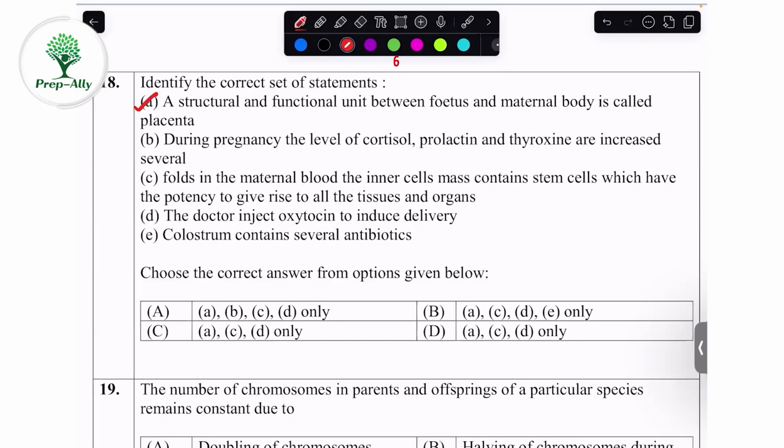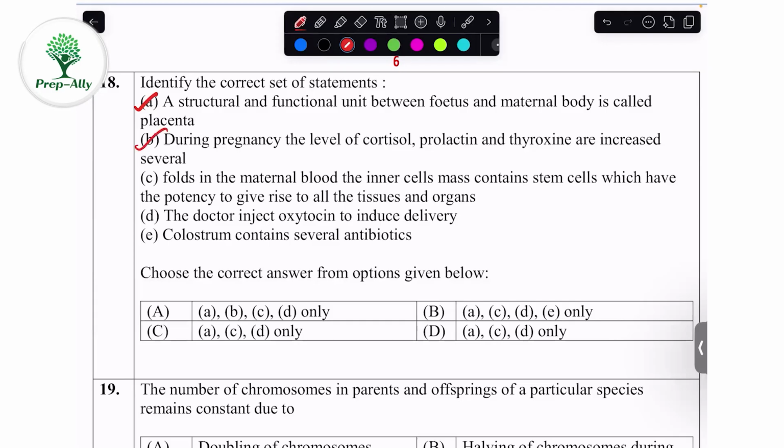Thyroxine, and then prolactin, the lactating hormone. Pro is actually the precursor of lactin, so this prolactin will be high, ready for producing milk. Then cortisol, the stress hormone, will also be high, so they have some mood swings. So that is also correct.